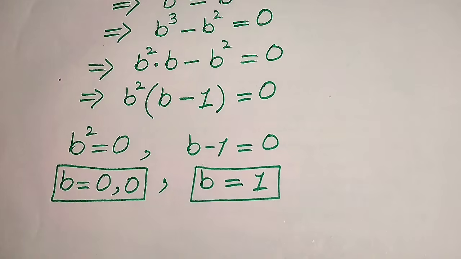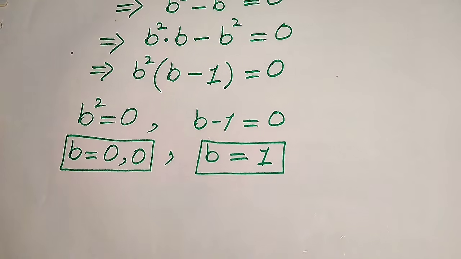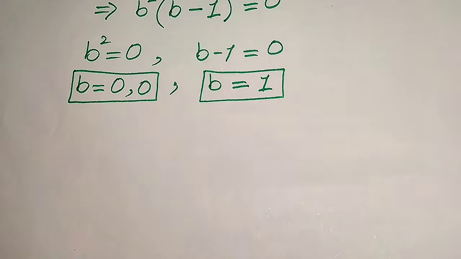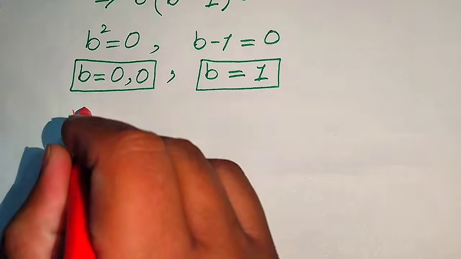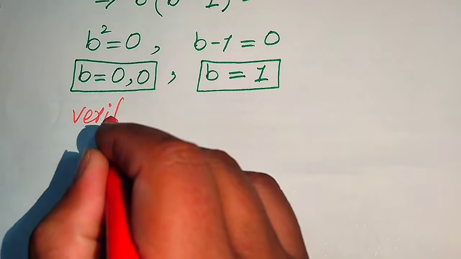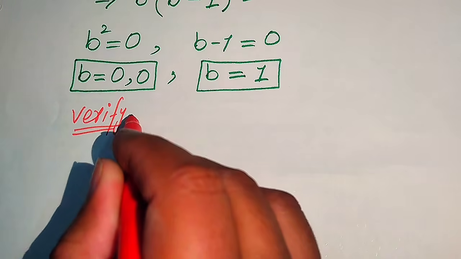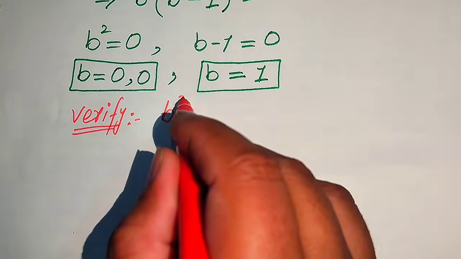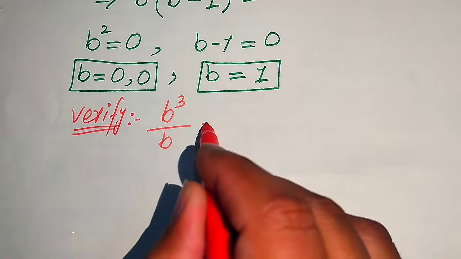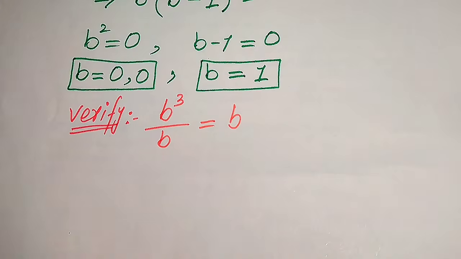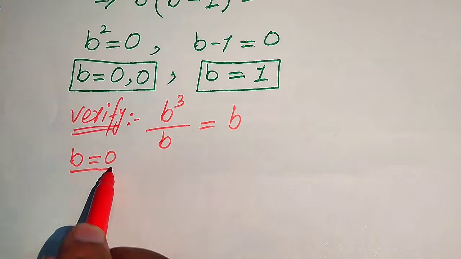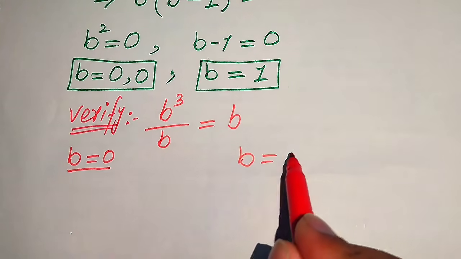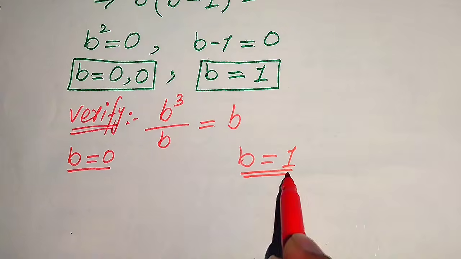In the next step, we need to verify which of the roots are solutions and which of the roots are extraneous roots. For verification of these roots, we need to copy down the given question statement here, and our given question statement is b cubed divided by b equals b. On this side we will verify b equals 0, and on this side we will verify b equals 1.